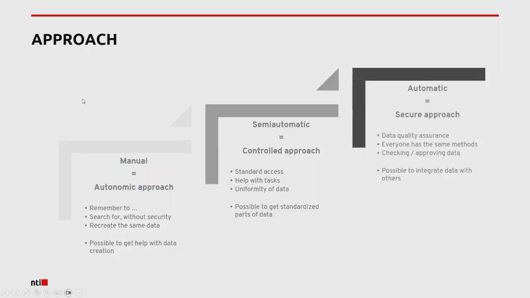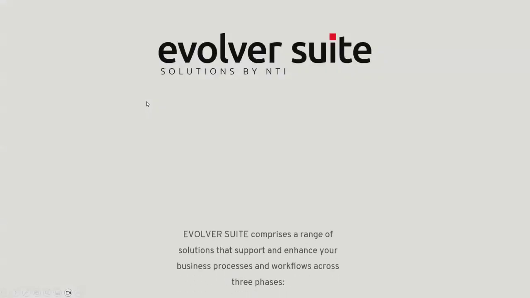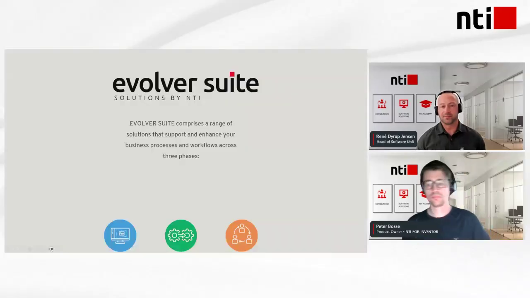And the last approach is the automatic approach, which also is the most secure approach, because we can ensure that nothing will be released in Vault, for example, unless the criteria and the conditions for the data to be released are fulfilled. So everyone has the same method. And of course, it's also possible to integrate the data with others. So this is just to give you an impression of the different approaches of how you can work in a solution. And of course, the solutions can be a mix of that.